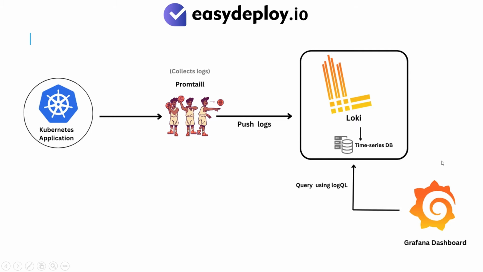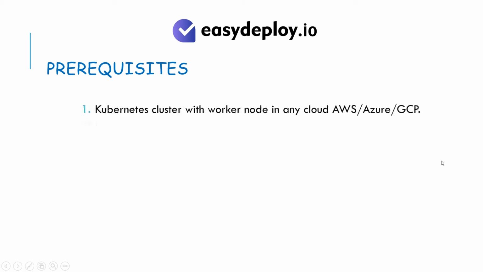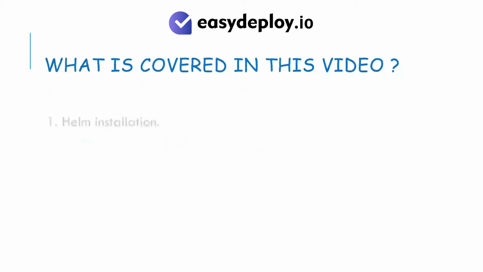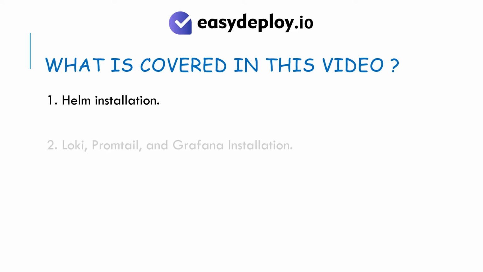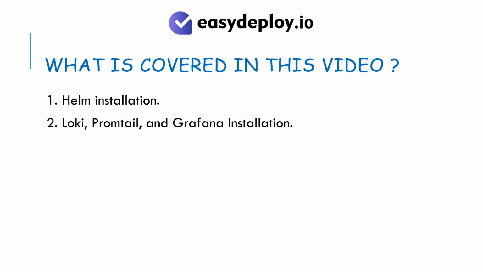resolve issues. Prerequisites. A Kubernetes cluster with a worker node in any cloud: AWS, Azure, or GCP. Basic understanding of Kubernetes. What is covered in this video? Helm installation, Loki, Promtail, and Grafana installation, and Grafana dashboard creation. Let's get into the hands-on part.